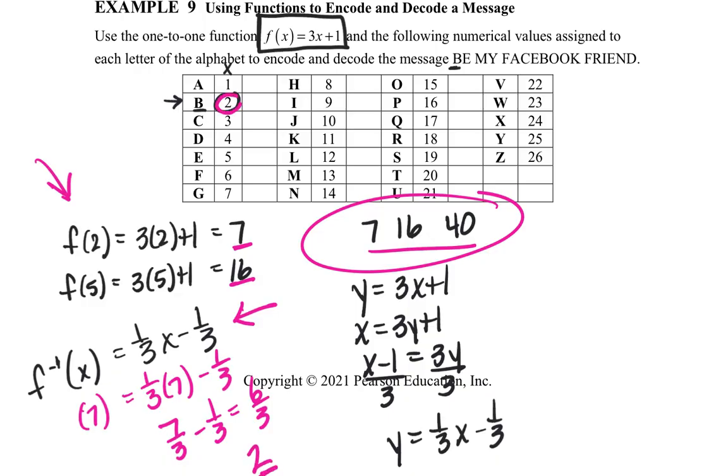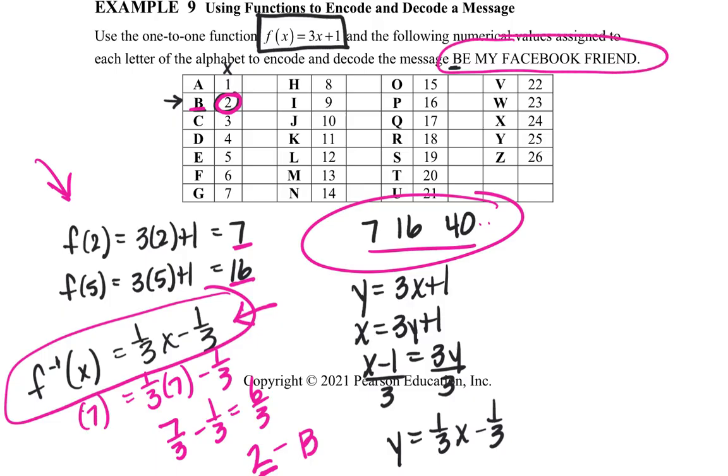So they go up here and they're like, okay, 2, so the first letter is a B. And then they do that same process to all of the numbers that you sent them, and then they will be able to spell out, be my Facebook friend.